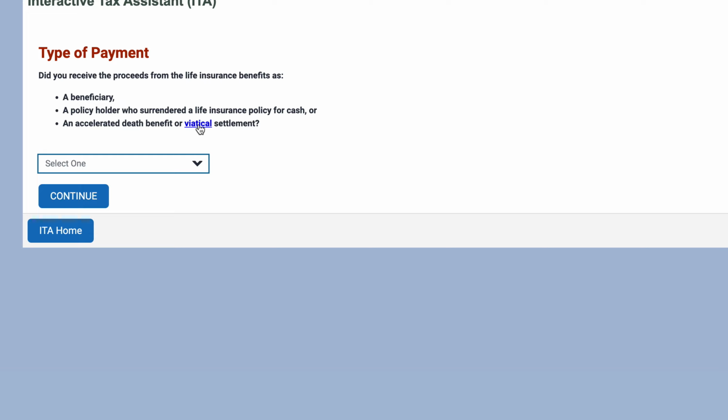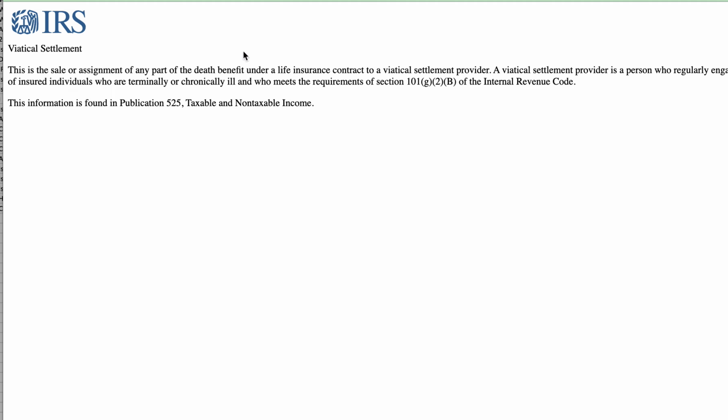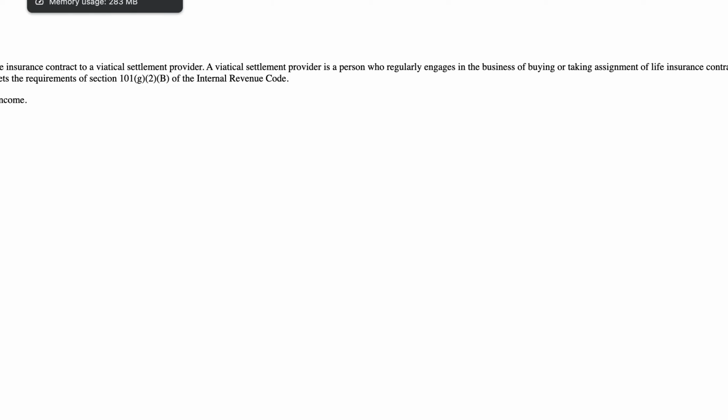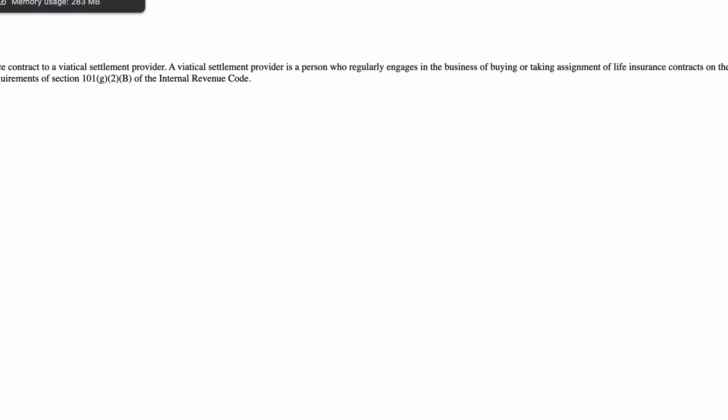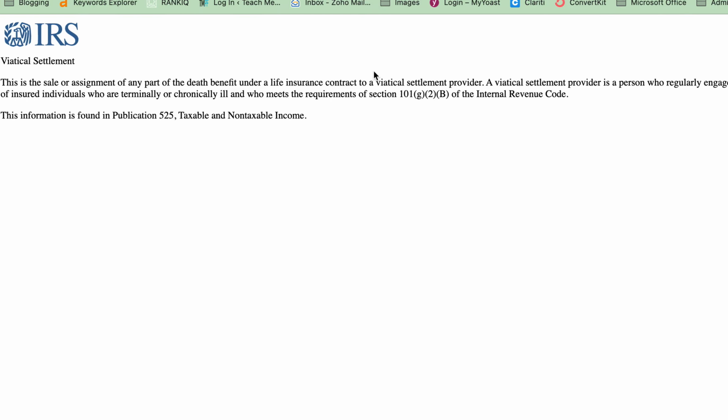Let's just assume for a moment that we don't know what the term viatical means. Anything that's in blue, you can click on that and it'll pop up with a new page. And this indicates that basically it's the sale or assignment of a death benefit to a viatical settlement provider, which is a person that regularly engages in the business of buying or taking assignment of life insurance contracts on the lives of insured individuals who are terminally or chronically ill and who meet certain parts of the Internal Revenue Code.